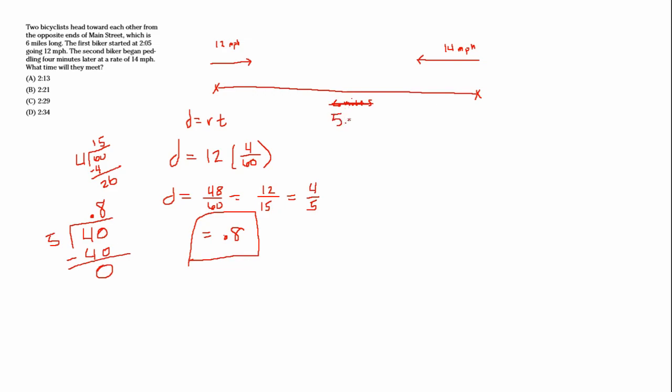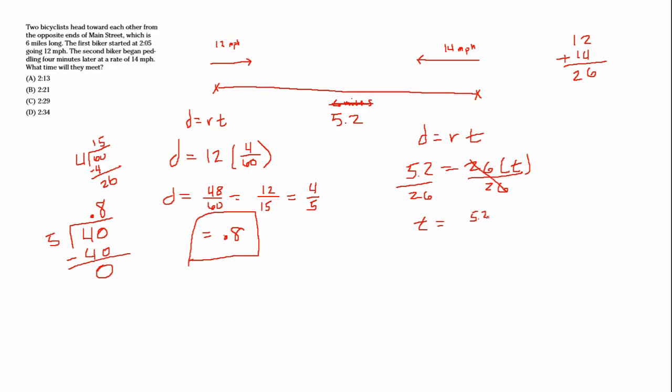This becomes 5.2. Okay? So now the problem is, once they both start pedaling, how quickly did they cover 5.2 miles? Okay? So let's go ahead and work that out. And again, we're going to be using a combined rate of 12 and 14 miles per hour. So distance is 5.2. The rate is 12 plus 14 miles per hour, which is 26 miles per hour. The question is, how long did it take them to cover that distance? So we're going to divide both sides by 26. This crosses out. We're left with t equals 5.2 over 26.